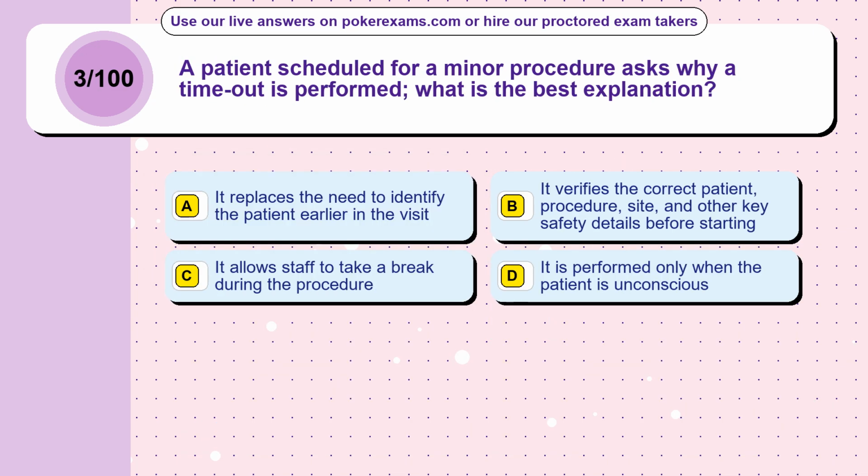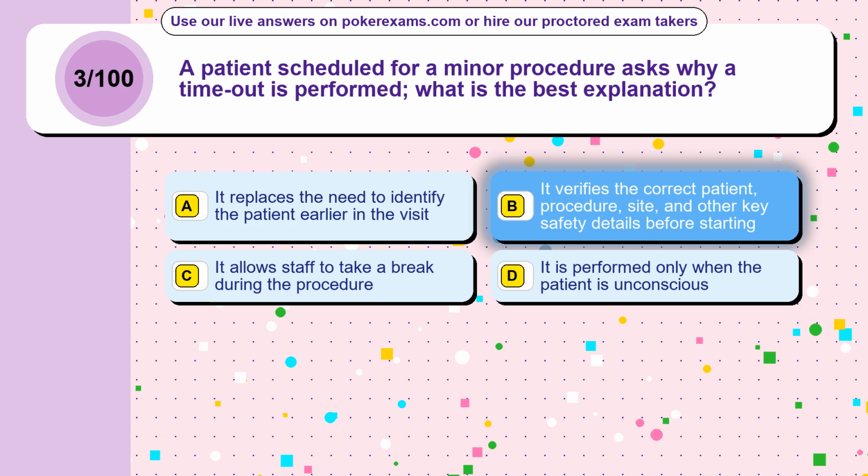Question 3. A patient scheduled for a minor procedure asks why a timeout is performed. What is the best explanation? Option A. It replaces the need to identify the patient earlier in the visit. Option B. It verifies the correct patient, procedure, site, and other key safety details before starting. Option C. It allows staff to take a break during the procedure. Option D. It is performed only when the patient is unconscious.